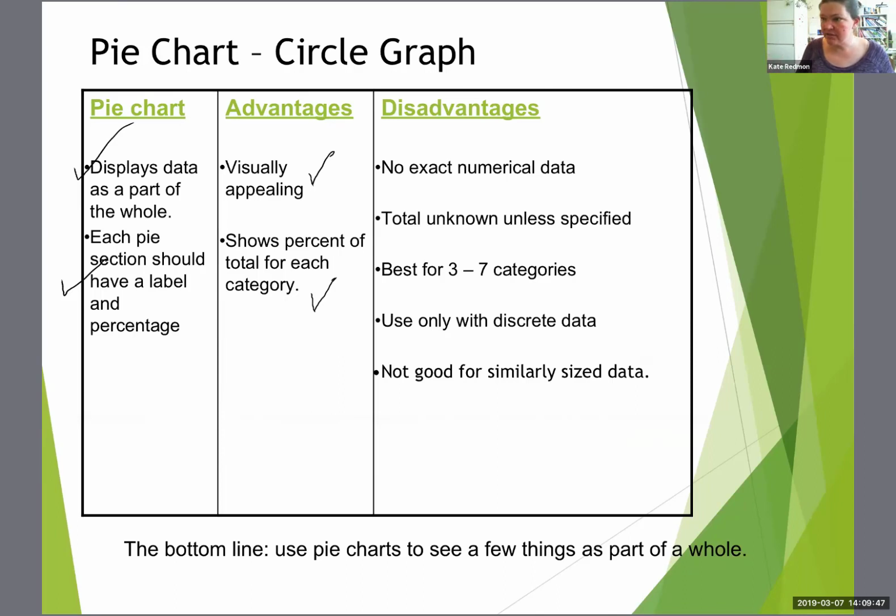Okay, but there are some disadvantages to a pie chart. Take a look at the number 1 disadvantage: no exact numerical data. We might know that the Miltons spend 15% of their budget on rent, but we don't know how much money that is. We don't really know how much they pay in rent. We don't have it in dollars. We don't have it exact.